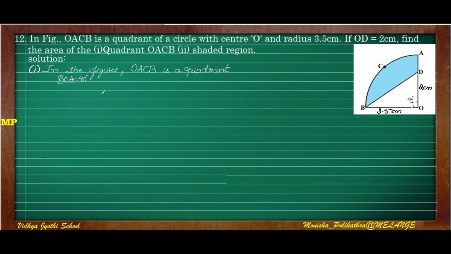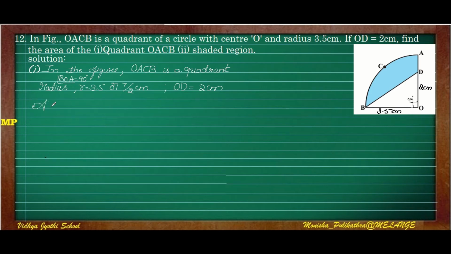So in the figure, OACB is a quadrant and this BOA angle is 90 degree. So we know that the radius of this quadrant is equal to 3.5, which can be written as 7 by 2 centimeter, and OD value is 2 centimeter.